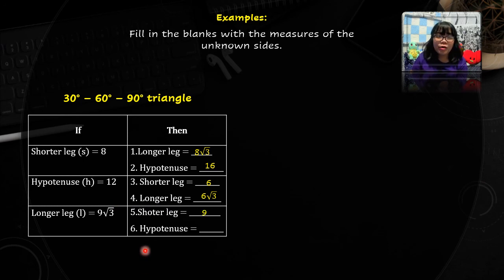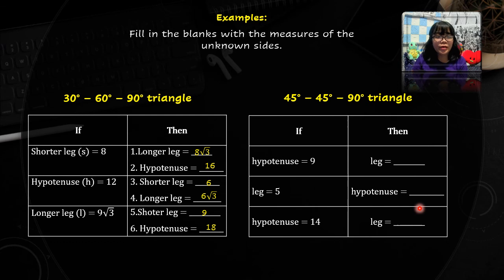And hypotenuse is equal to twice the shorter leg. Shorter leg is equal to 9. So therefore, hypotenuse is equal to 18. So that is how we get the different parts of our right triangle if we are dealing with the 30, 60, 90 triangle. And then we also have the 45, 45, 90 degree triangle or the isosceles right triangle.